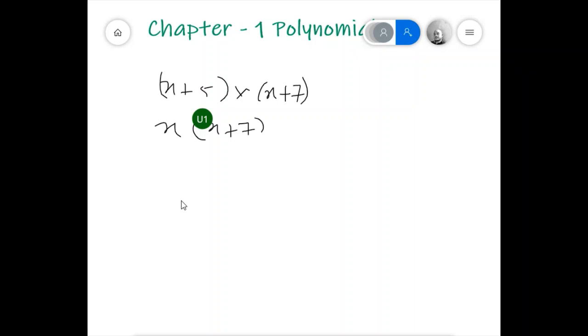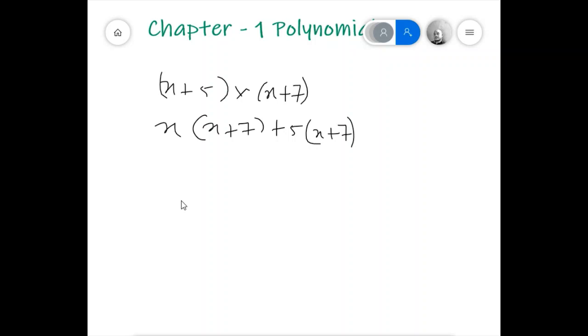Again, second term of the first expression multiplied by the second expression. This is how we have distributed it. We already studied the distributive property in your previous class, that a plus b into c plus d becomes a into c plus d, plus b into c plus d, right?